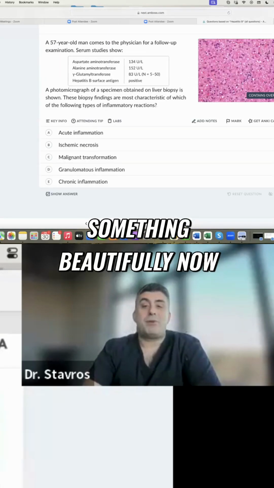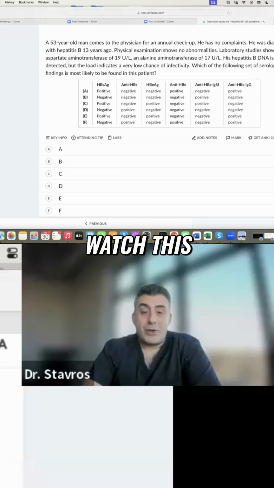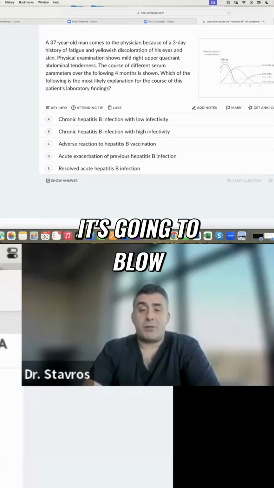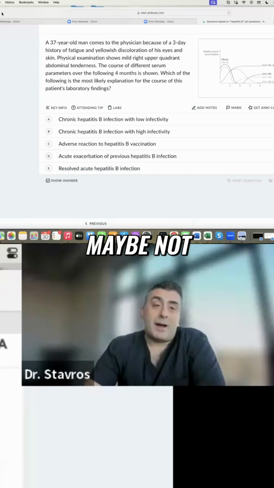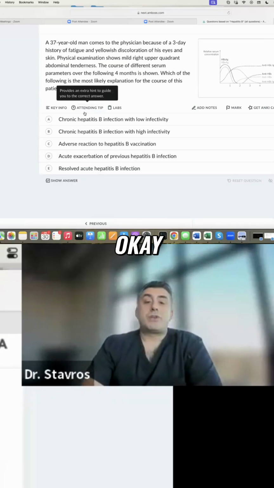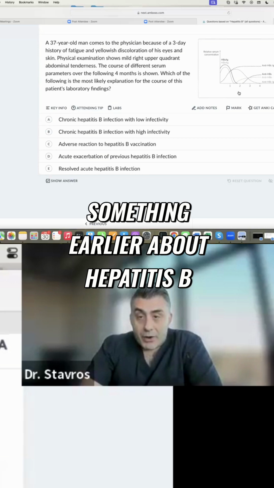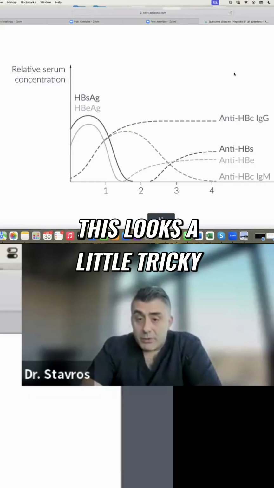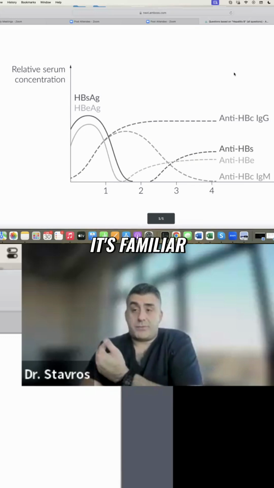I will show you something beautifully now. Watch this. You know it's hepatitis B, right? I'm going to show you something. It's going to blow you away, maybe, maybe not, hopefully not. Okay, so we just did something earlier about hepatitis B. Okay, cool. This looks a little tricky, but it's familiar.